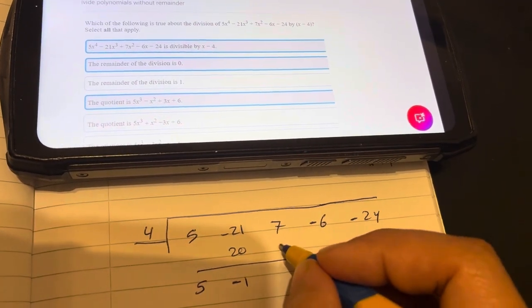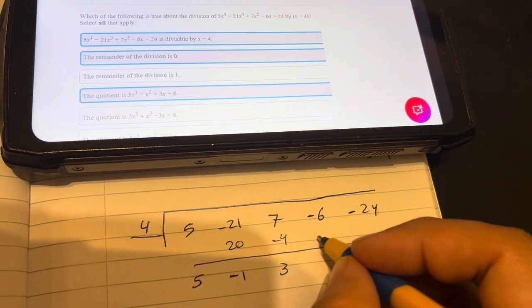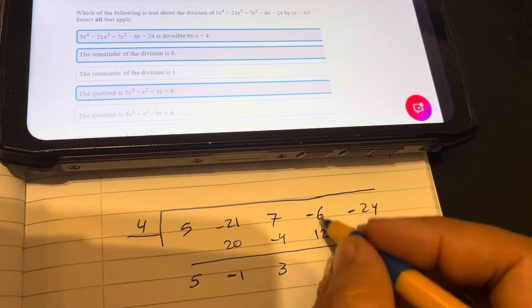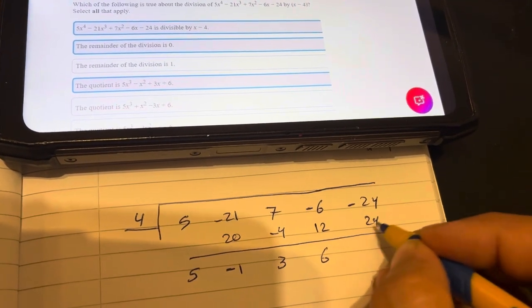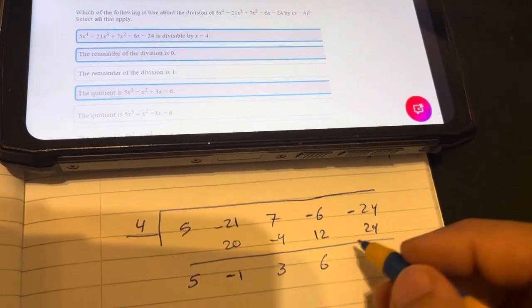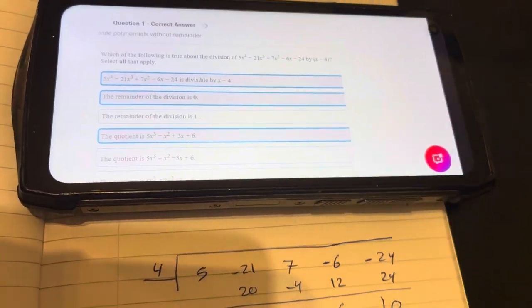Minus 1 times 4 is minus 4. 7 minus 4 is 3. 3 times 4 is 12. 12 minus 6 is 6. 6 times 4 is 24, plus 24 is 0. So the remainder is 0, which means that this equation is divisible by this equation.